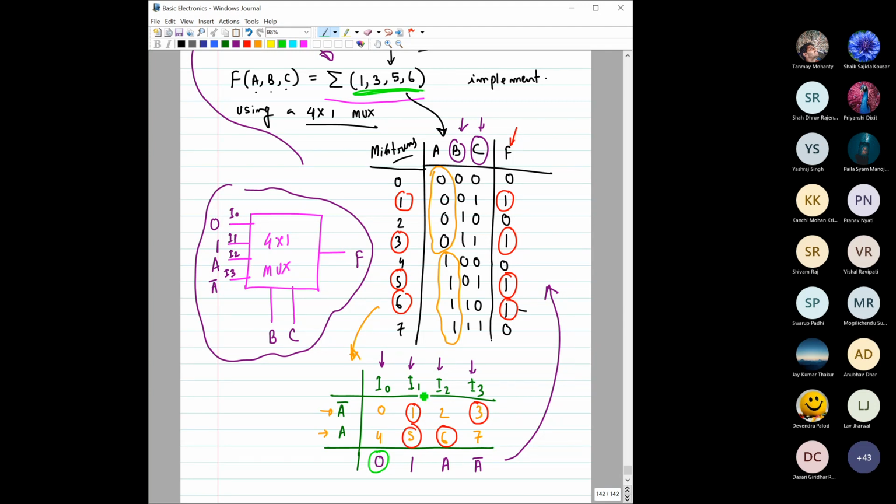Now see, for this I1, we have written here 1. That is because, for any value of B and C, say B and C can take what values? B and C can take values like 0, 1.